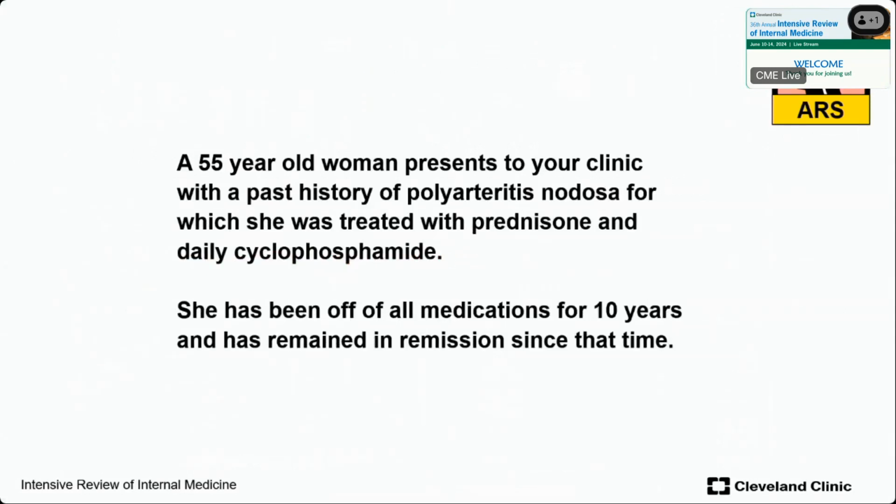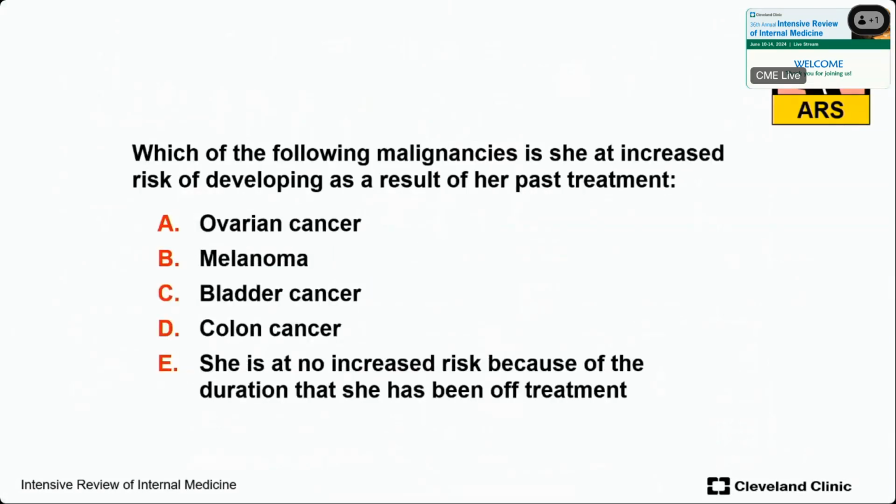Now, this next patient is a 55-year-old woman who presents to your clinic with a past history of polyarteritis nodosa for which she was treated with prednisone and daily cyclophosphamide. She has been off all medications for 10 years and has remained in remission since that time. So which of the following malignancies is she at increased risk of developing as a result of her past treatment? Would it be A, ovarian cancer, B, melanoma, C, bladder cancer, D, colon cancer, or E, she is at no increased risk because of the duration that she has been off of treatment?